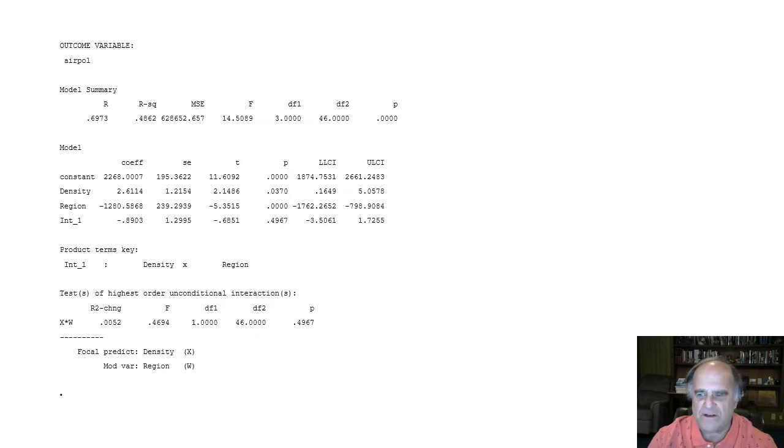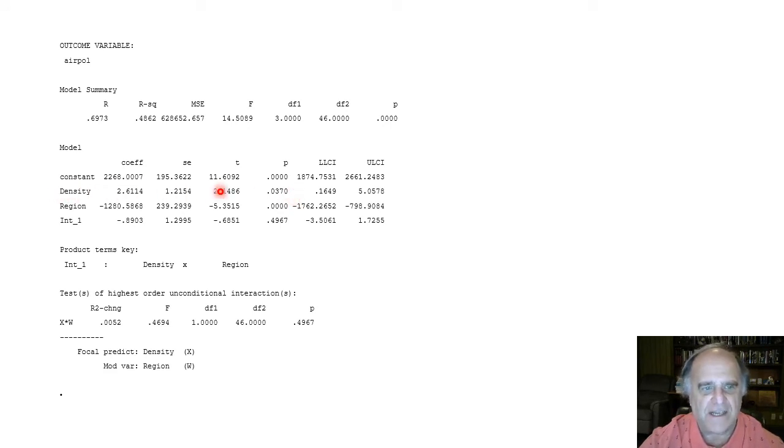So here we go. Here's what our output would look like. First, of course, we start by predicting air pollution. And if you remember, we did say that the relationship between density and air pollution could be moderated by region. And you can see here it's not. I mean, you can see both density and region have an effect on air pollution. They have a main effect.